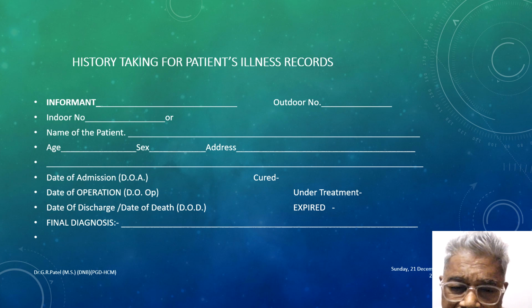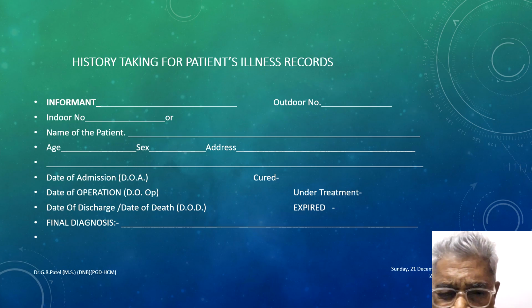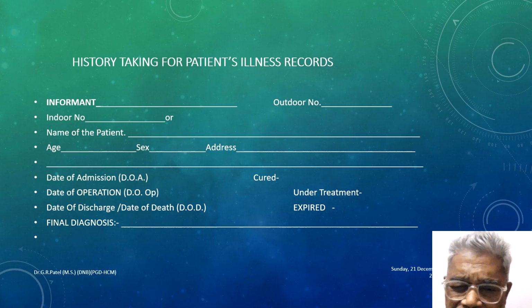Say, for example, in hilly areas of Gujarat, like Dahod, many patients are suffering from iodine deficiency goiter. In Bharuch, there are many cases of elephantiasis. So that must be recorded. Date of admission, date of operation, date of discharge or date of death, and final diagnosis, these are all very important.